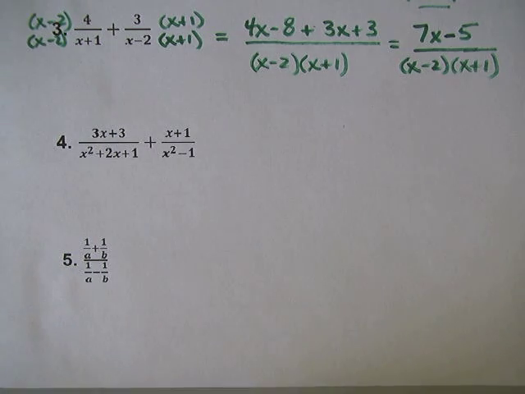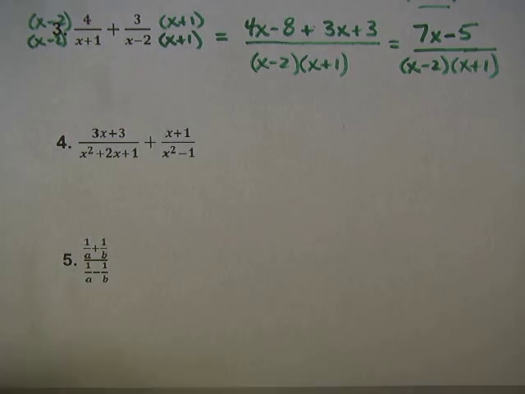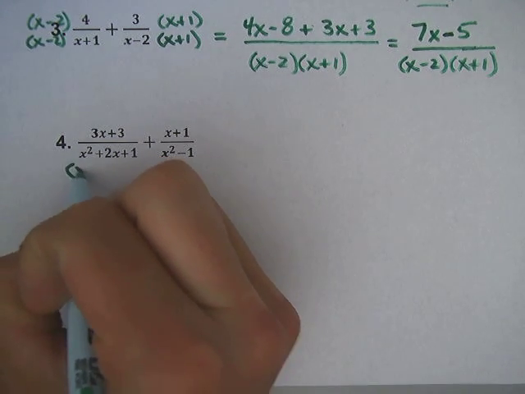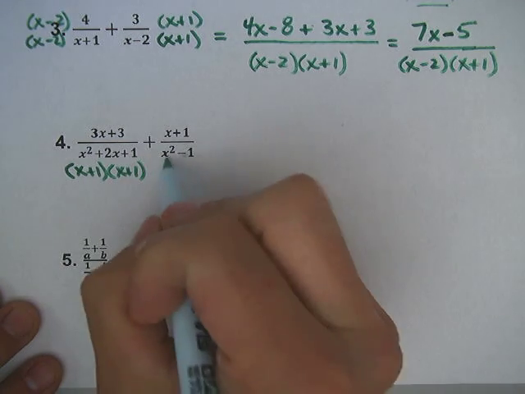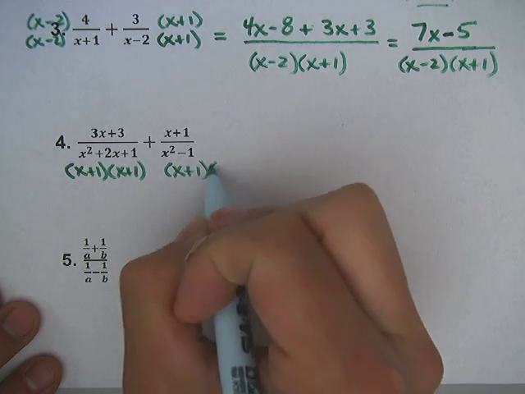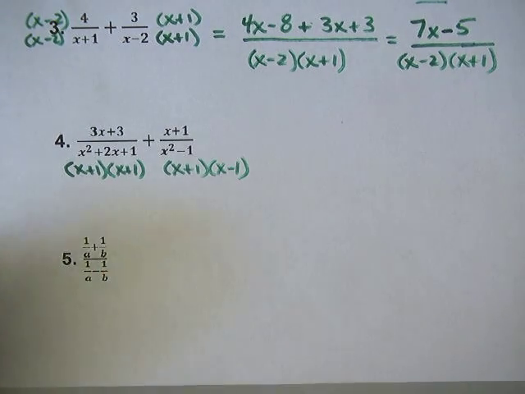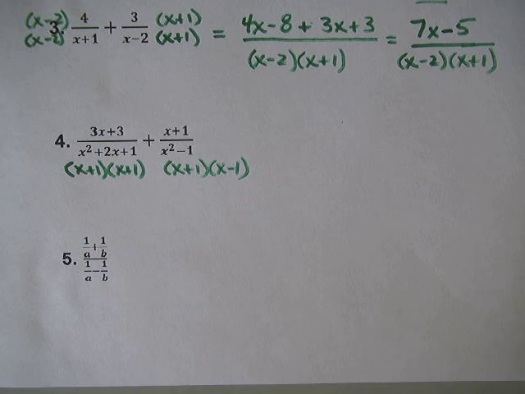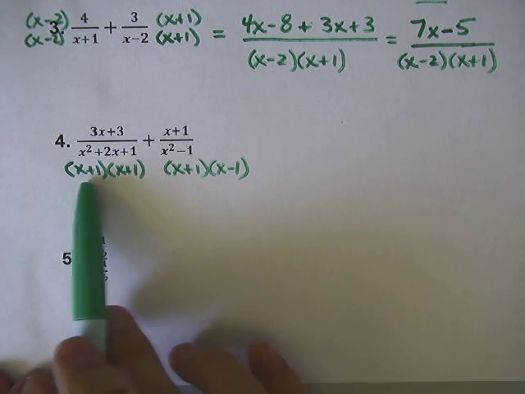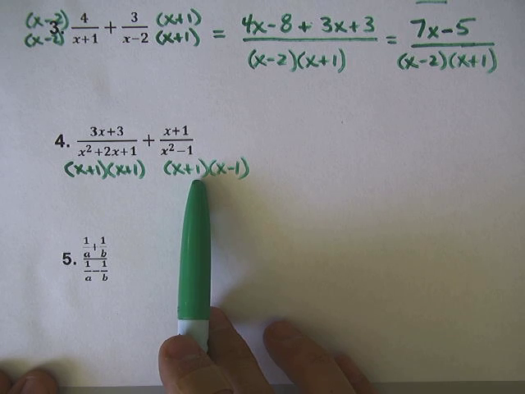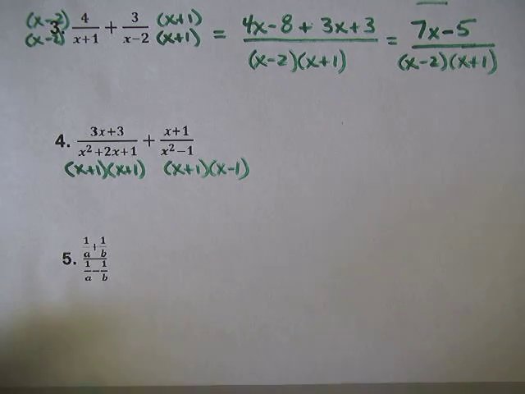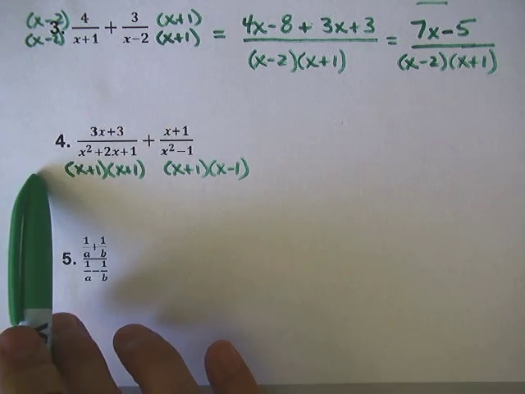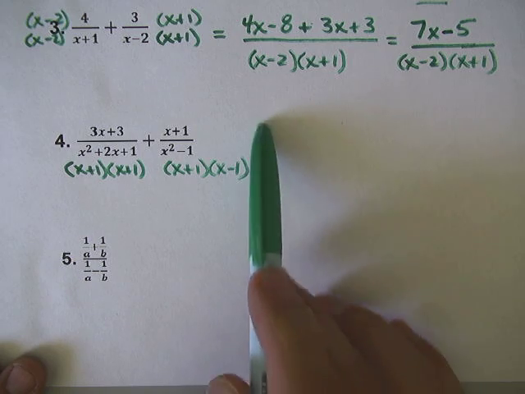Let's go on down. All right, so again, I look at this one and I notice that there are not common denominators. So the best thing to do again is, if possible, factor. Well, I can factor both of these. This one is x plus 1 times x plus 1. And this one over here is x plus 1 times x minus 1. Now, what do I want to do? Well, I notice here that this has two x plus 1s. This one has one of them. But this one also has an x minus 1.